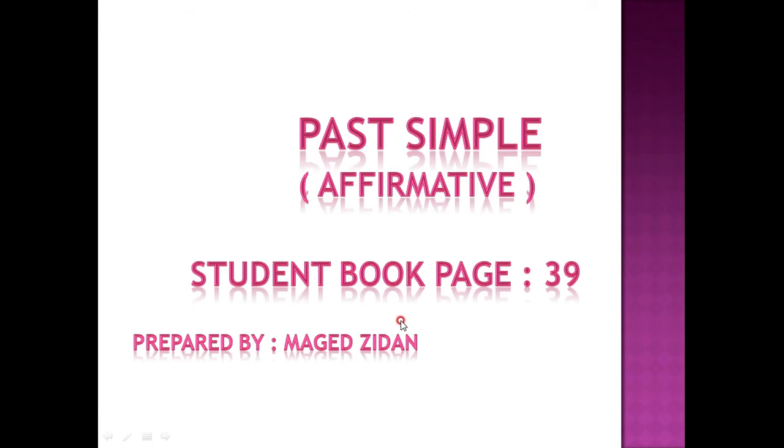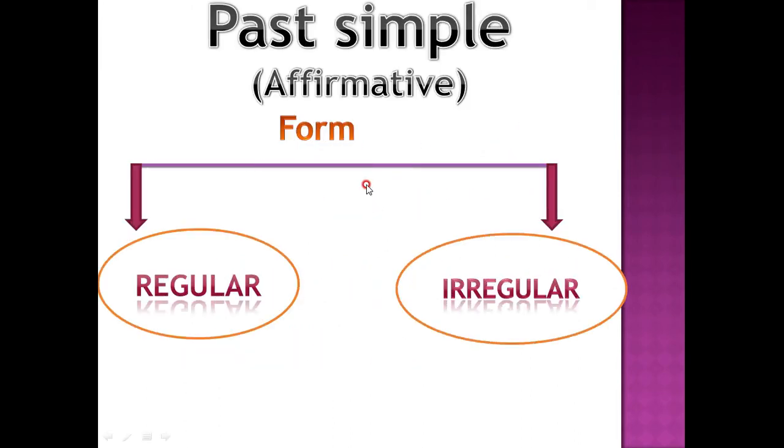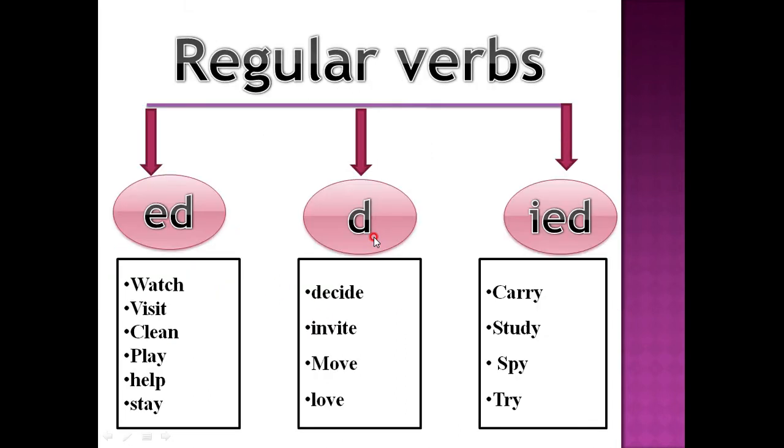Okay, now let's start with the first part: how to put a verb in past simple. The verbs have two forms, regular verbs and irregular verbs. Regular verbs are verbs that have rules, but irregular verbs don't have any rules. Let's start with the regular verbs.